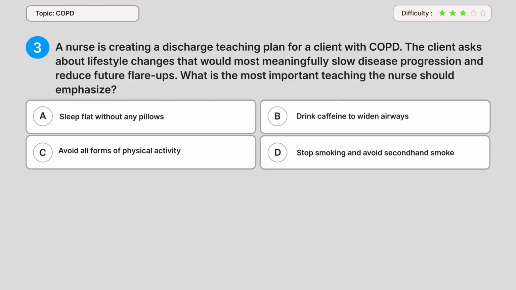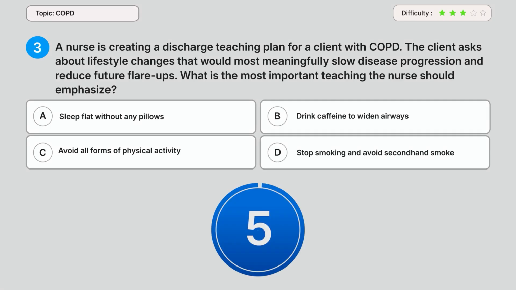A. Sleep flat without any pillows. B. Drink caffeine to widen airways. C. Avoid all forms of physical activity. D. Stop smoking and avoid secondhand smoke. What do you think is the answer?